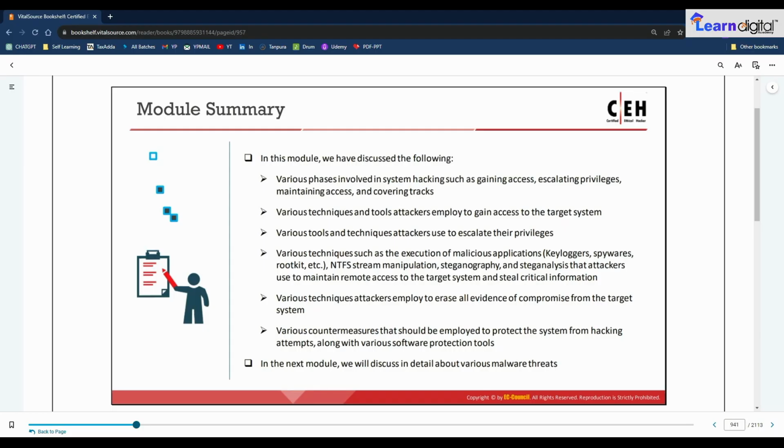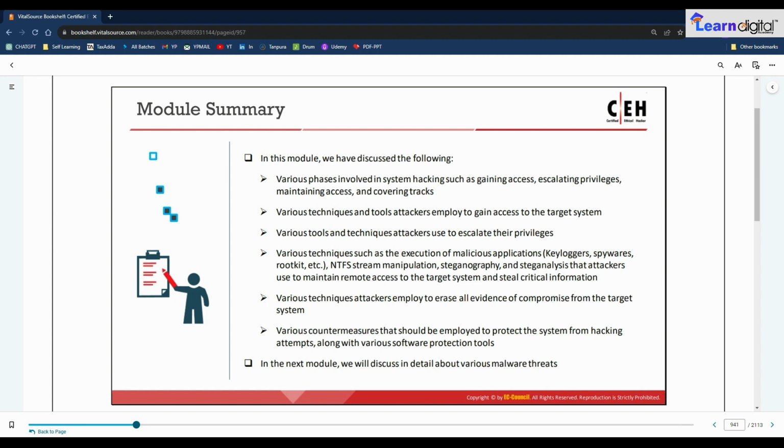This is the session of module summary of system hacking, that is Module 6. In this module, we discuss in detail various phases involved in system hacking, such as gaining access, escalating privileges, maintaining access, and covering tracks, or you can say clearing logs. We also discuss the different techniques and tools attackers employ to gain access to the target system. This module also discusses various tools and techniques attackers use to escalate their privileges.